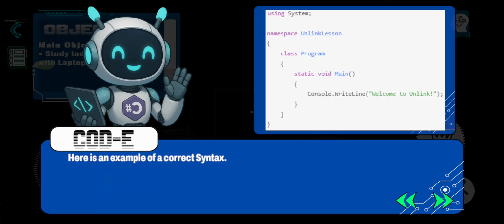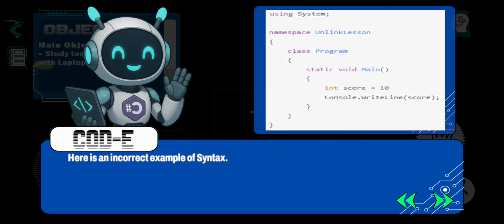Here is an example of correct syntax. Using System gives access to system tools like Console. Namespace, Unlink Lesson, groups your code together. Class Program is your program container. Main is the entry point where the machine begins executing. And Console.WriteLine sends a message to the screen. Never forget the semicolon. One missing mark, and everything fails.